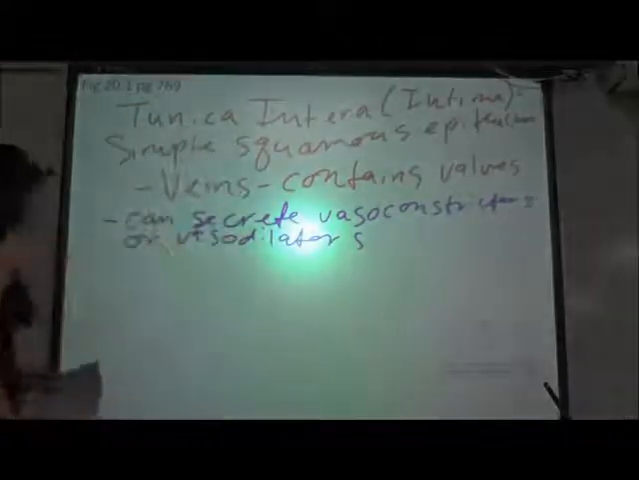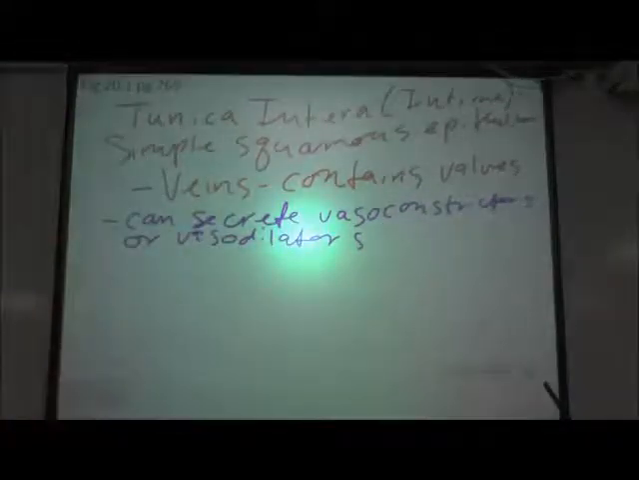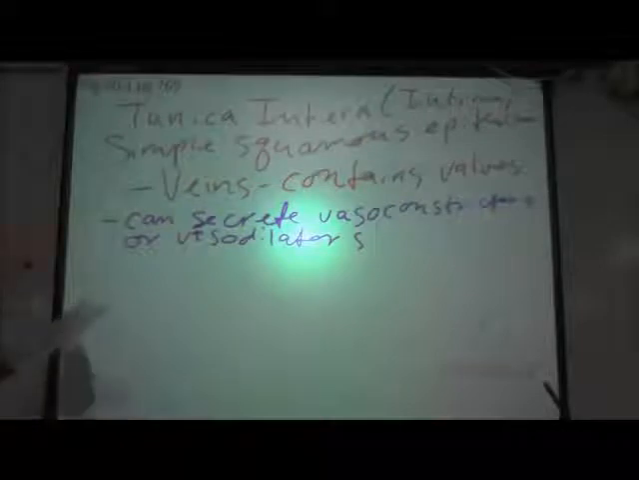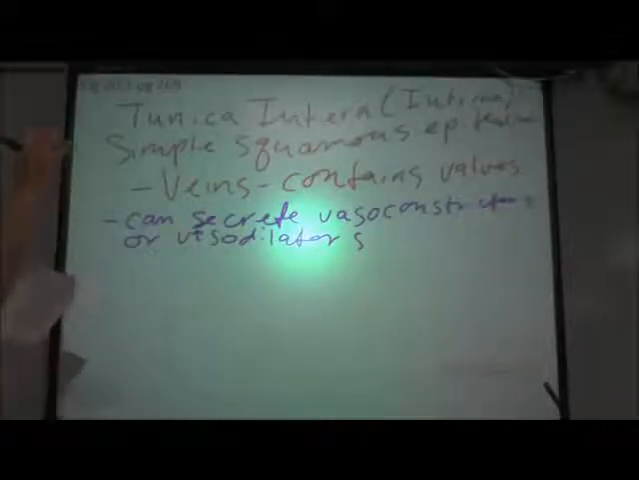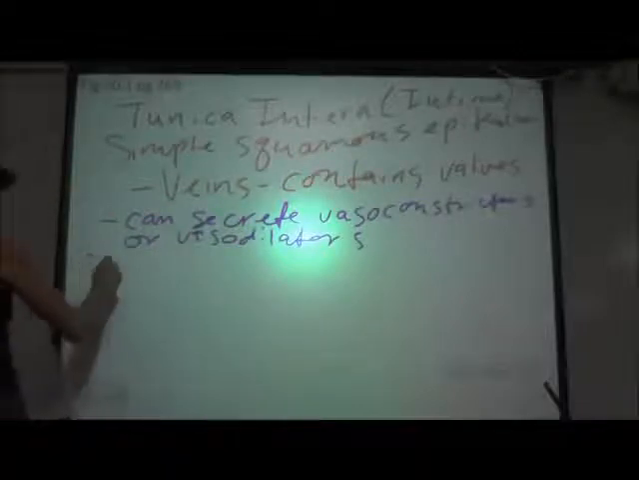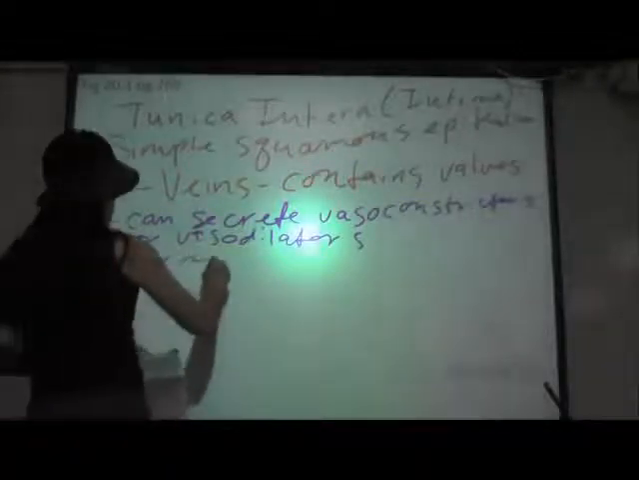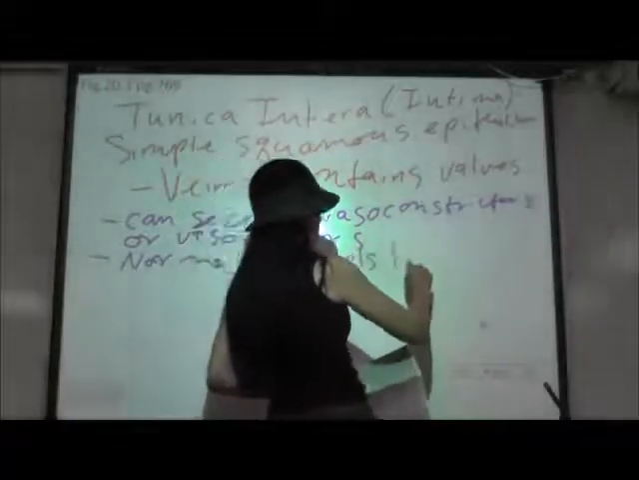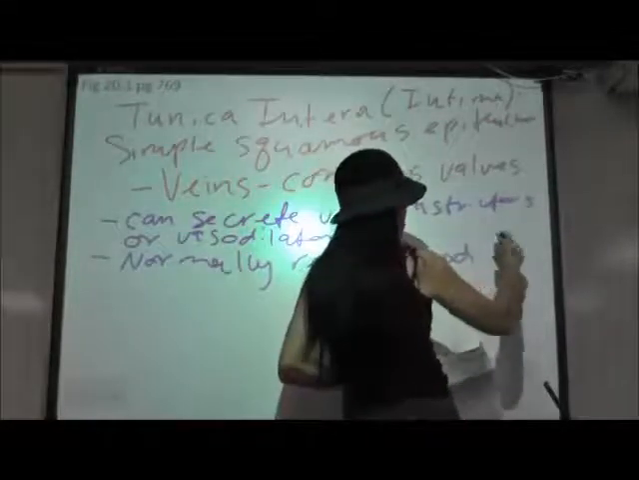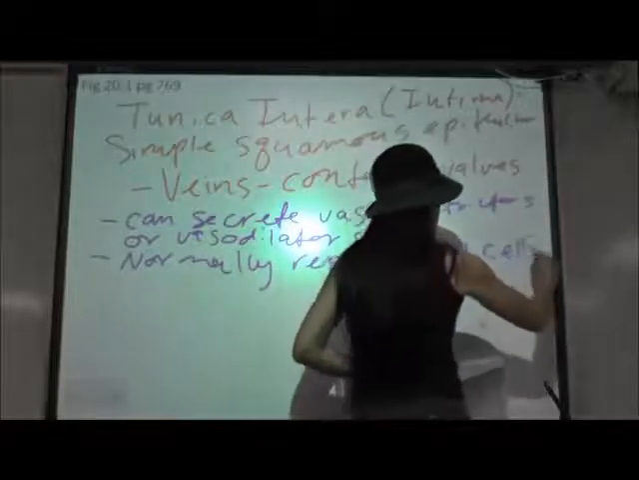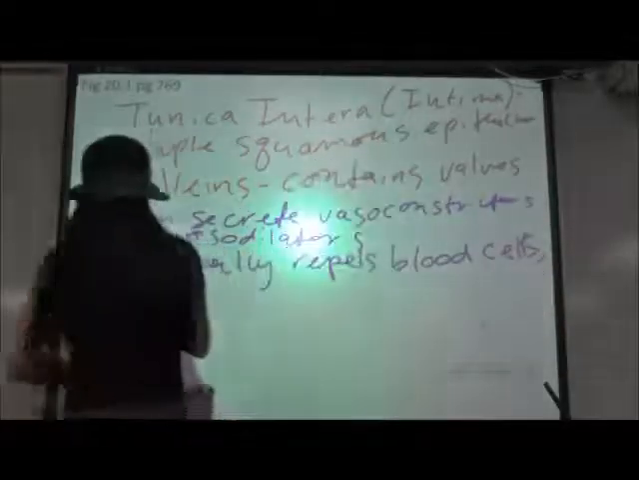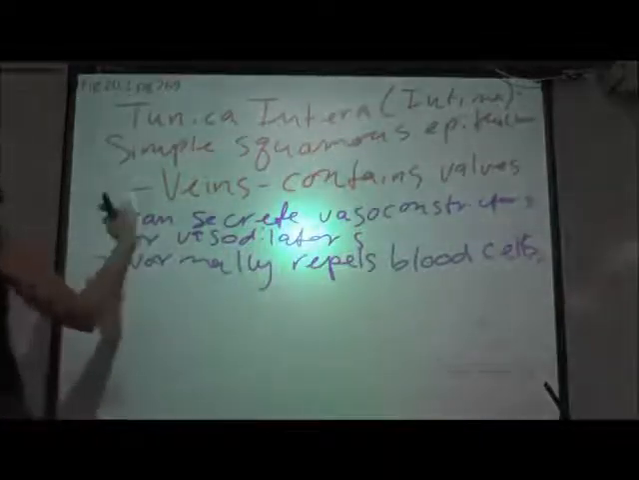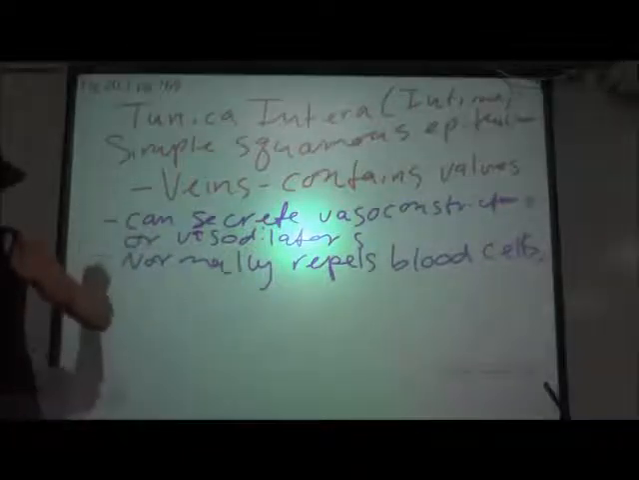Under normal circumstances, this layer repels blood cells so that they don't stick to it. But if there's damage, then this layer will start secreting chemicals that will attract platelets to the area. So we'll say normally repels blood cells so that they just flow right past it. But with damage, secretes chemicals that are going to attract platelets to the area.